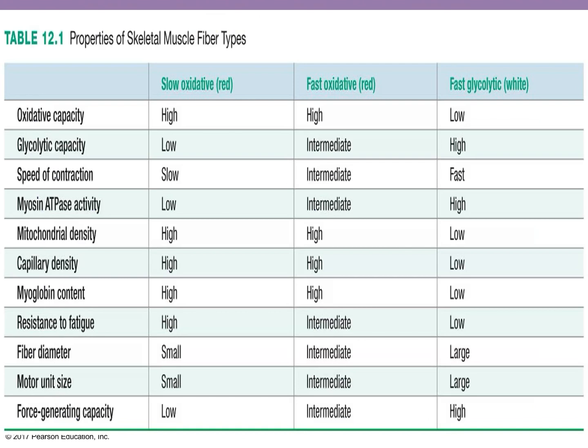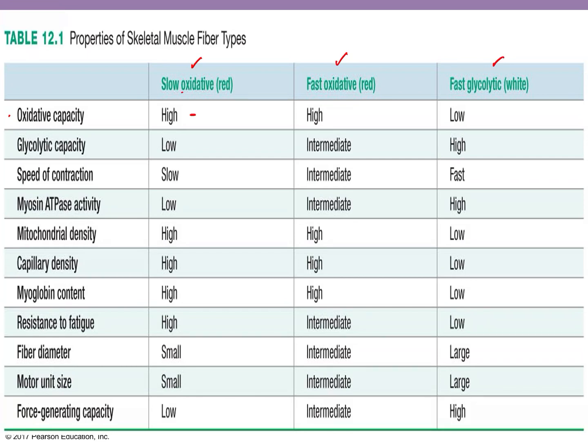So now we come to the table. This table should really make sense to you going through each kind of fiber. If we take a look at the oxidative capacity, here's our slow oxidative, here's our intermediate, and then this is our fast glycolytic. So we have our two ends of the spectrum and the intermediate in the middle.